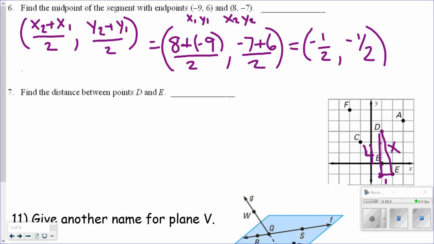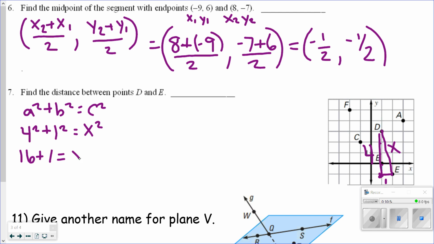So let's look at the Pythagorean theorem. A squared plus B squared is equal to C squared. From my diagram, I'm going to call A 4. So I have 4 squared plus, I'm going to call B 1, B squared, and I'm going to call C X, X squared. So I need to solve for X. So if I plug this in my calculator, 4 squared is 16, 1 squared is 1, is equal to X squared. 16 plus 1 is 17.